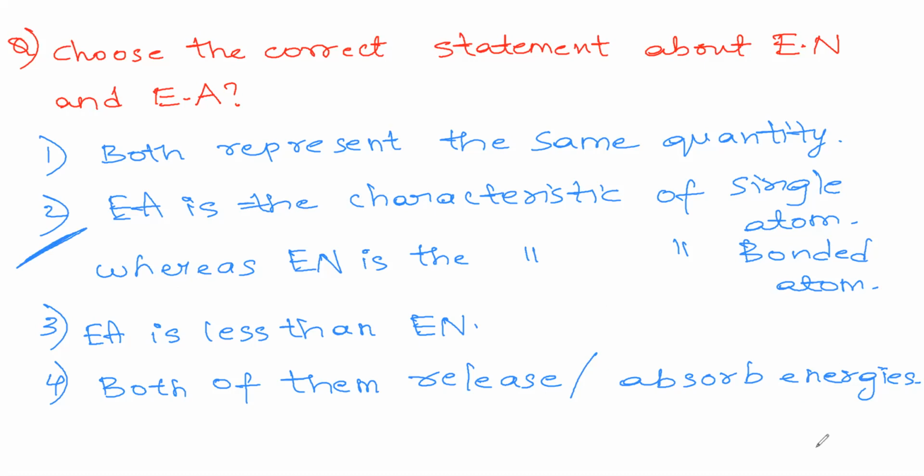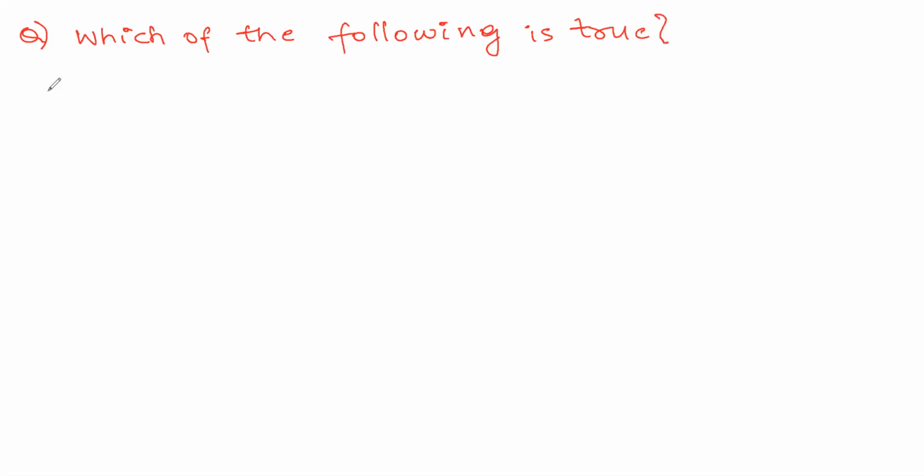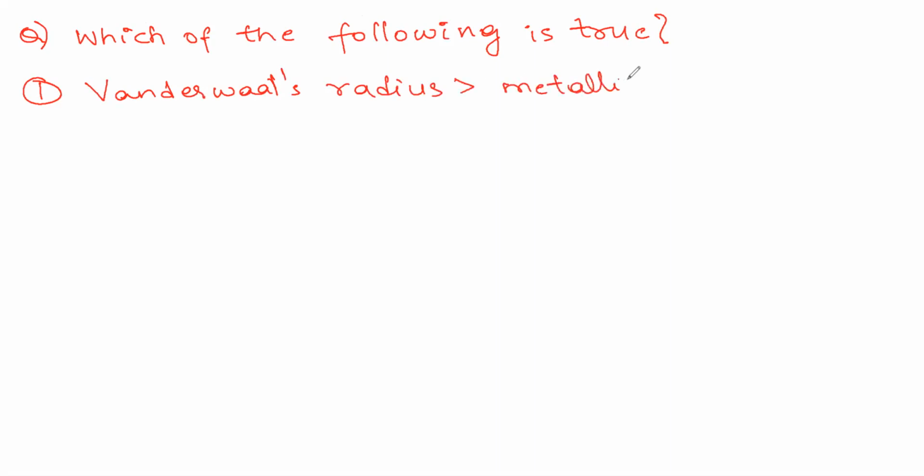Which of the following is true? First option, van der Waals radius greater than metallic radius greater than covalent radius.